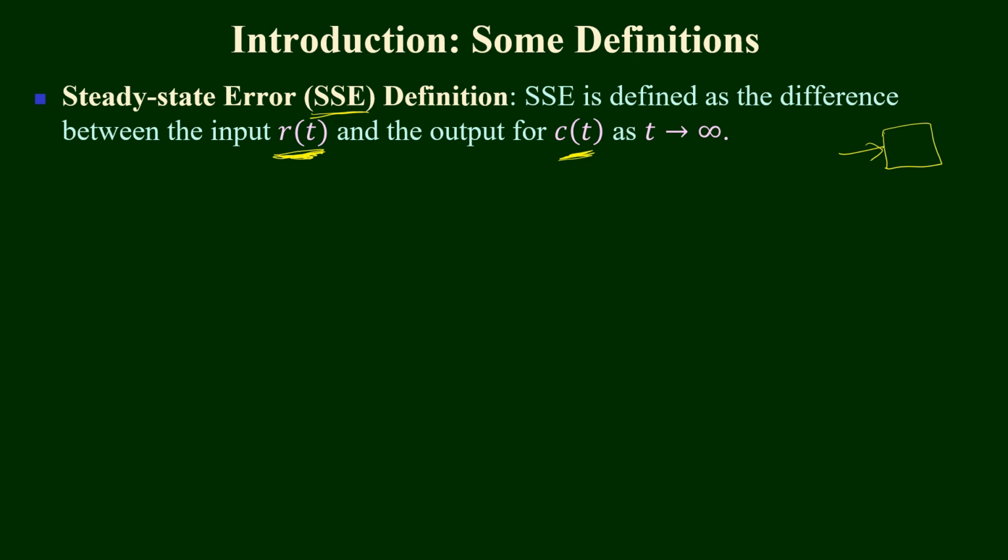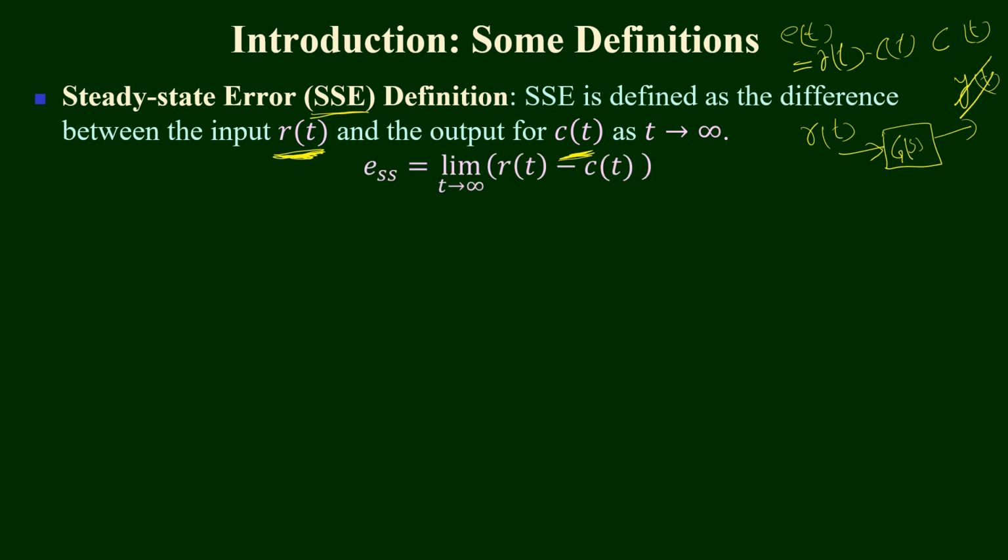Here R of t is the input, here is the transfer function G of s, and the output of the system is, suppose, y of t. Here we call this y of t as C of t. So when we say steady state error, the error of the system, we mean E of t is equal to R of t minus C of t. So this is the error of the system.